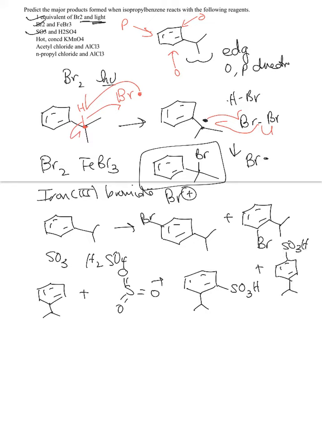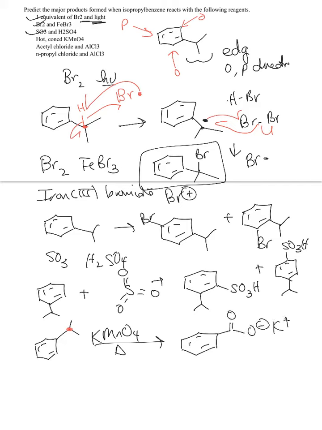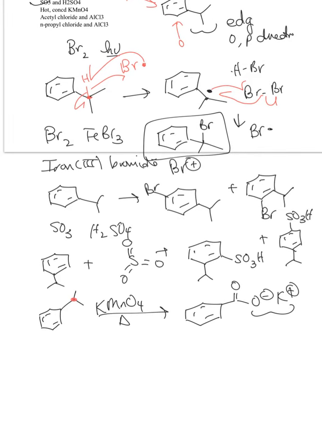Okay, next one is hot concentrated potassium permanganate. This is a benzylic reaction, and we do have the isopropyl here, our benzylic position there. We do get cleavage, and these benzylic positions with hot potassium permanganate always make the carboxylic acid or the salt if we're in basic conditions, which we can assume because we don't have acid.